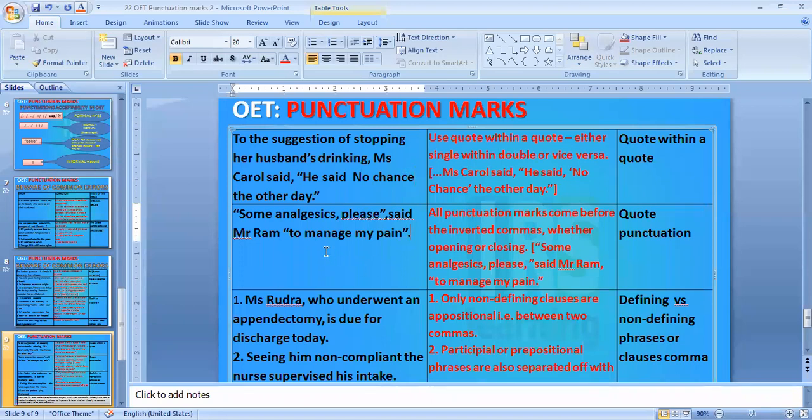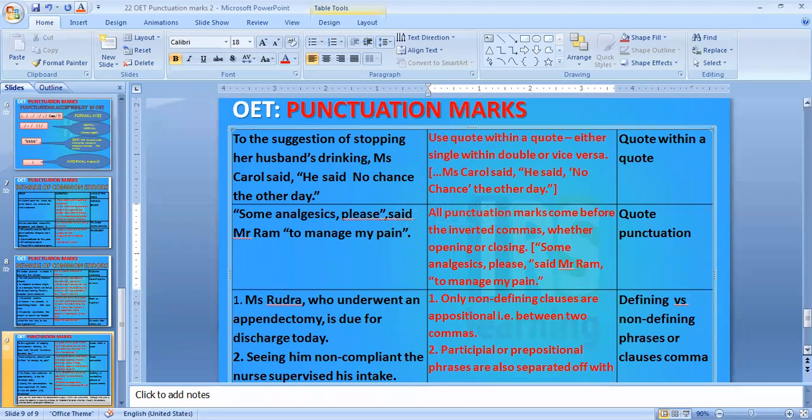Okay, next sentence. Some analgesics, please, said Mr. Ram, to manage my pain. I think this is already explained several times. The problem here is, you see, the comma comes outside the inverted commas, which is a mistake. Similarly, the full stop came outside the inverted commas. It should be before. We just, a few slides ago, saw. It should be before, not after. So that all punctuation marks come before the inverted commas. Some analgesics, please, see, this is the correction.